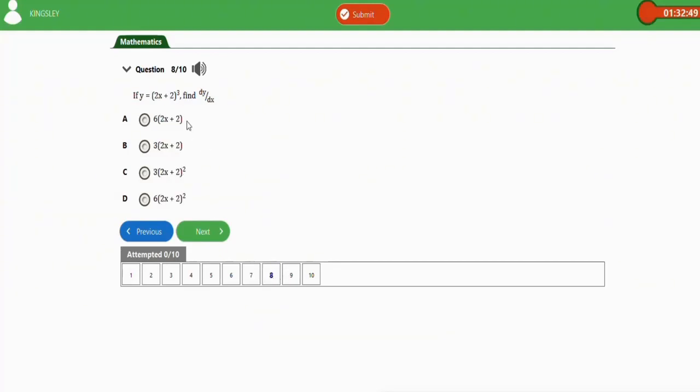It says if y equals this, find dy over dx. Alright, now pay attention guys. For this question, let's write it down. We have the function y equals in bracket 2x plus 2 to the power 3. Now we are going to apply chain rule to solve this kind of problem.